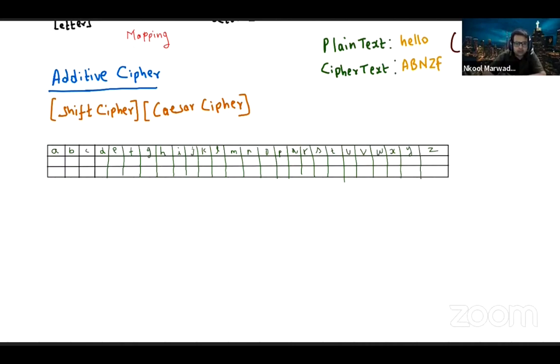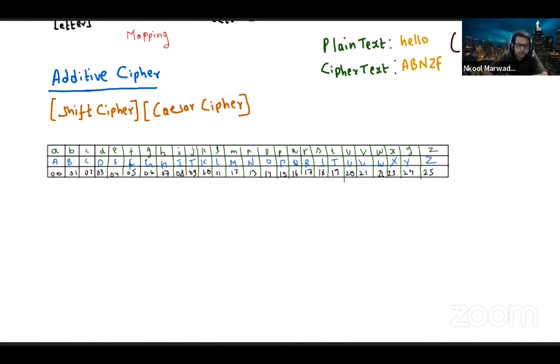Similarly, we can have capital letters: A, B, C, D, E, F, G, H, I, J, K, L, M, N, O, P, Q, R, S, T, U, V, W, X, Y, Z. And we have some numbers that we call the value. Let us start from 0, 1, 2, 3, 4, 5, 6, 7, 8, 9, 10, then 11, 12, 13, 14, 15, 16, 17, 18, 19, 20, 21, 22, 23, 24, and finally 25. Because we are starting from 0, we get till 25.